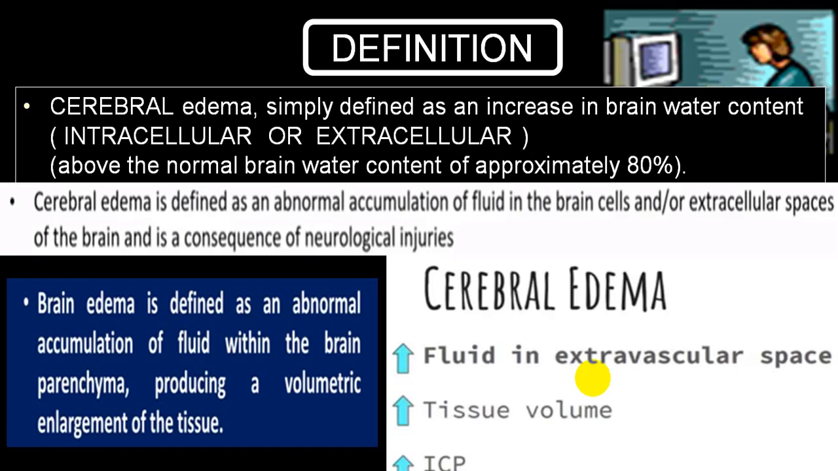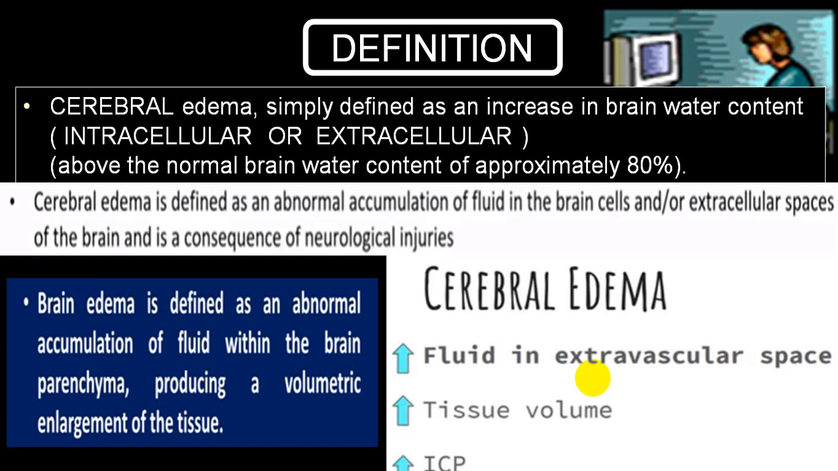Now we know edema is an excessive collection of fluid in an extracellular compartment. But cerebral edema is an increase in brain water content, which is approximately 80%. So if there is more than 80% water content in a brain, we'll call that an edema. It can be intracellular collection or extracellular collection or both. It can be inside the cell or outside the cell. So cerebral edema is an abnormal accumulation of fluid in a brain cell and or extracellular space, and that will result in neurological symptoms and signs.